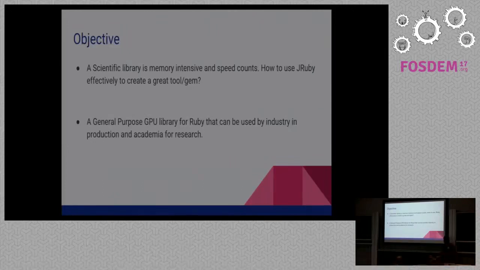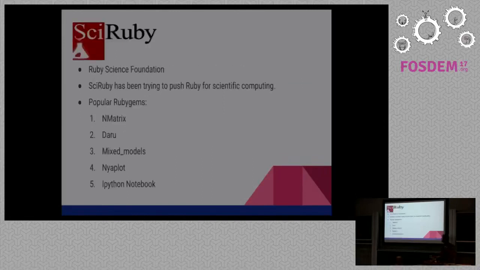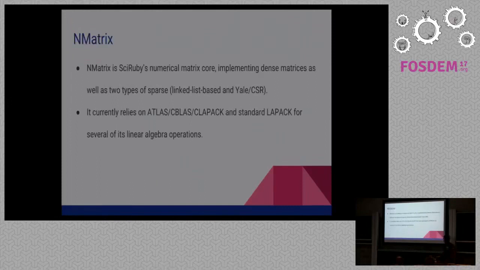Next, I will be introducing you to the general purpose GPU library that I worked on. This was after my GSoC. This library can be used in industry in production and in academia for research. And yes, it can be integrated with Rails. JRuby is also called Ruby Science Foundation, and it has been trying to push Ruby for scientific computing. Some of the popular JRuby gems that we have currently are NMatrix, Daru, Mixed Models, Nyaplot, IPython Notebook, and many more. These are the most commonly used ones.